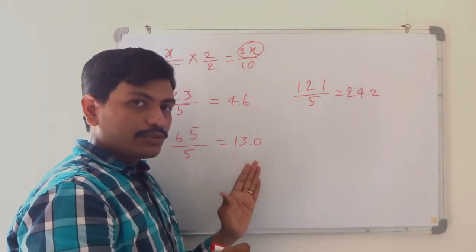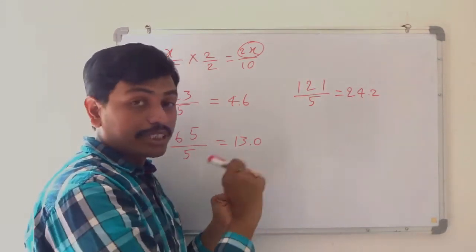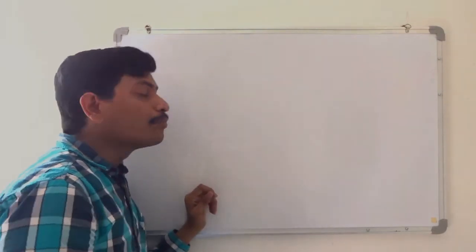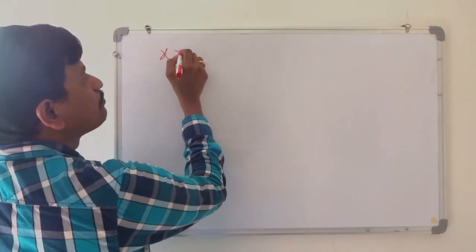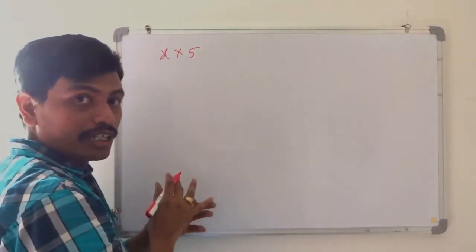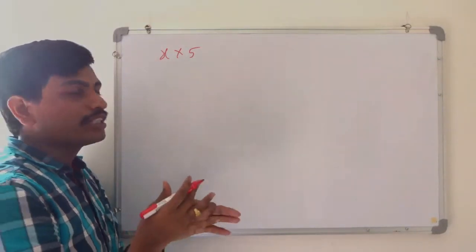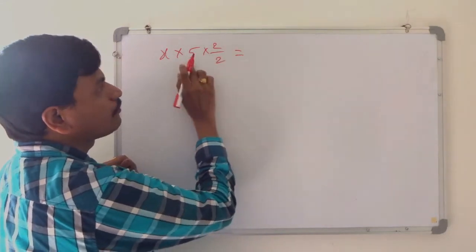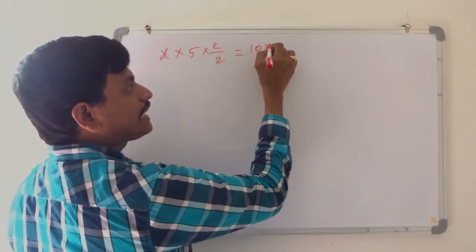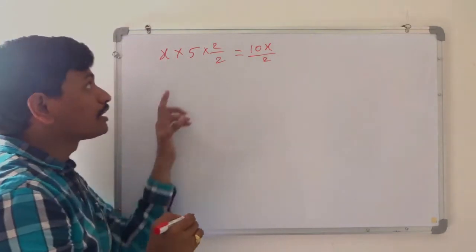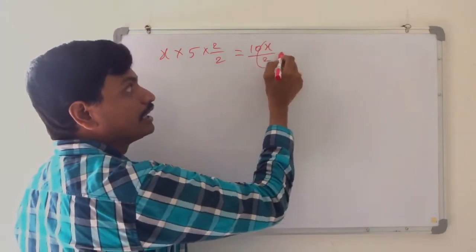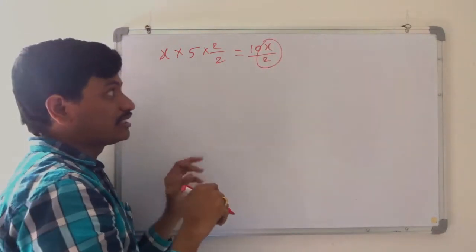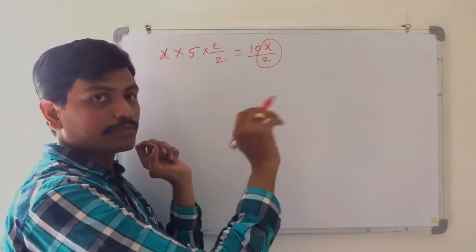Now I'll tell you multiplying numbers by 5. The same method we apply. To multiply by 5, I'll take x multiplied by 5. Division by 5 and multiplication by 5 have similar methods. We divide and multiply by 2. 5 2s are 10, so 10x by 2. So to multiply by 5, first divide by 2, which is easy, and multiply by 10, put a 0.